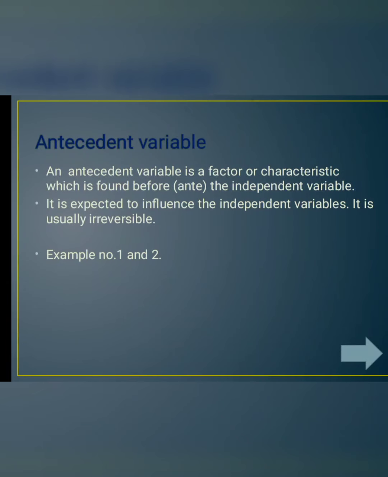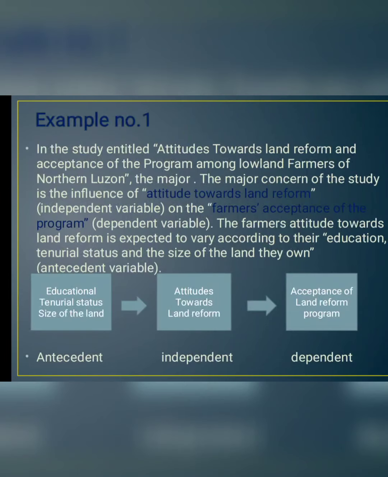So, the last variable is the antecedent variable. An antecedent variable is a factor or characteristic which is found before the independent variable. It is expected to influence the independent variables. It is usually irreversible. So, ito ay katangian na makikita bago ang independent variables. Ito ay kadalasan nakaka-influence sa independent na minsan ay hindi mapawalang bisa. So, example number 1 of antecedent.